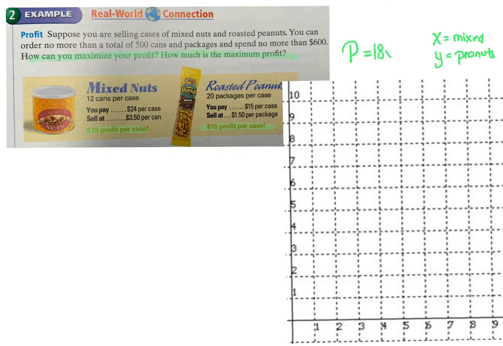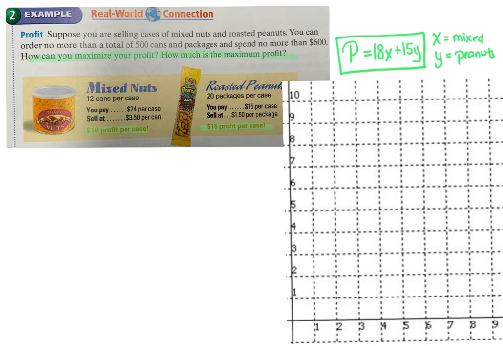$18 times X. That would be how much profit I make with that. If I add to it my profit for my roasted peanuts, what am I going to add? 15Y. So this right here is my profit equation that I'm trying to maximize. Okay? Done. Then we have to look at constraints. There are constraints written in this.